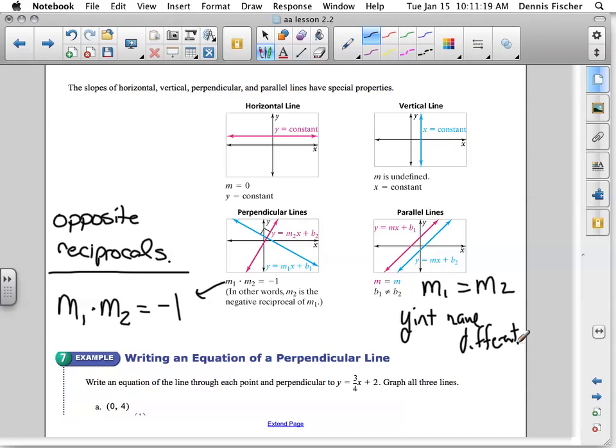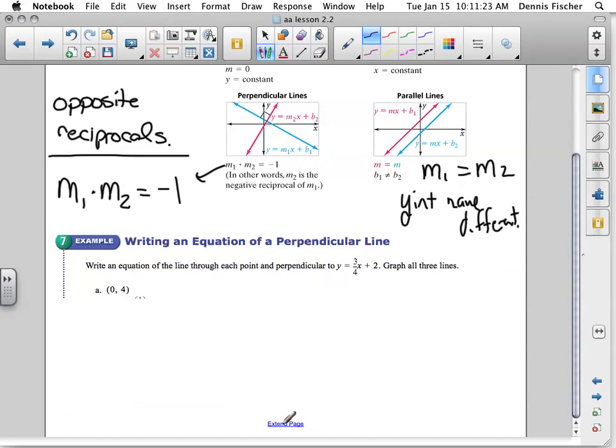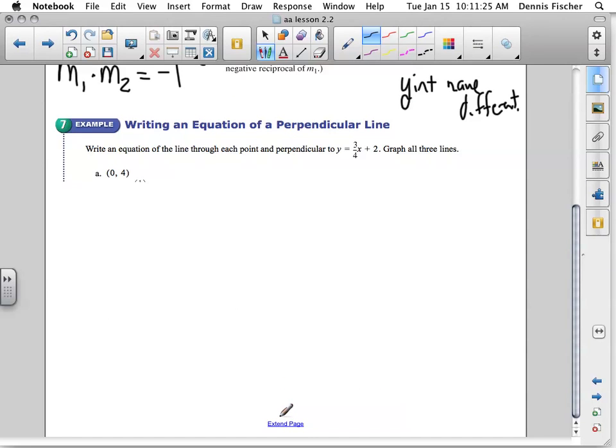Now this question down here, it says, write an equation of a line through each point and perpendicular to this graph. I guess I had more problems, I just did the one here. So my graph here is y equals 3/4 x plus 2. I want to go perpendicular.